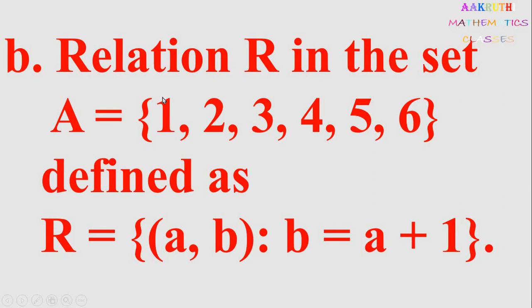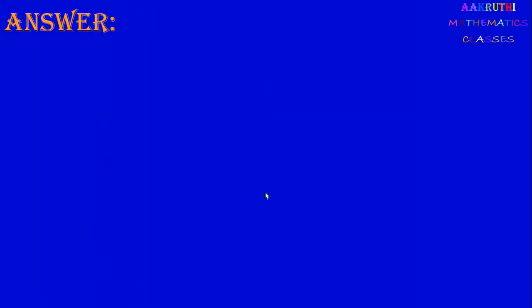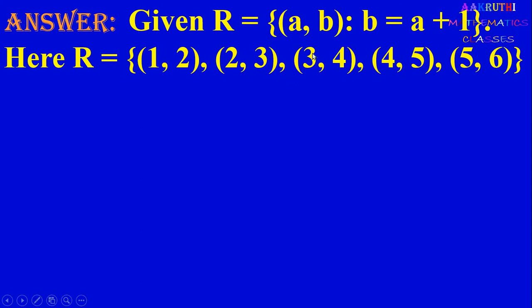So next question, relation R in the set A, it is {1, 2, 3, 4, 5, 6}, defined as R equal to the set of all (a, b) such that b equal to a plus 1. That is, the second element should be 1 more than the first element. Now here we substitute a values. When a equal to 1, b value is 1 plus 1, it is 2. When a value is 2, b value is 2 plus 1, it is 3. When a value is 3, b value is 3 plus 1, it is 4.